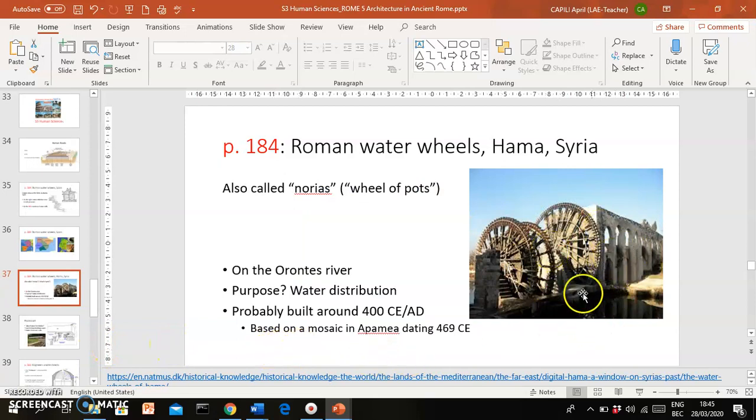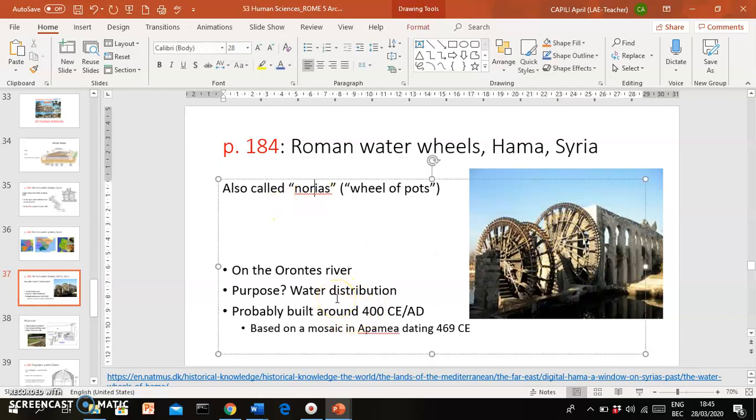these still exist. You can see them in Syria. These are water wheels. What were they for? They were called Norayas. They were for water distribution. They were probably built around 400 CE or 480 CE. We have an idea about this because there's a mosaic in Apamea, created in 469 CE, depicting this. So we have a more or less good idea what this was.